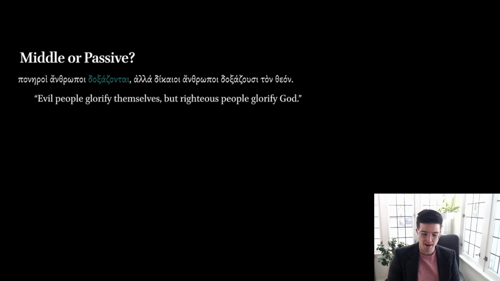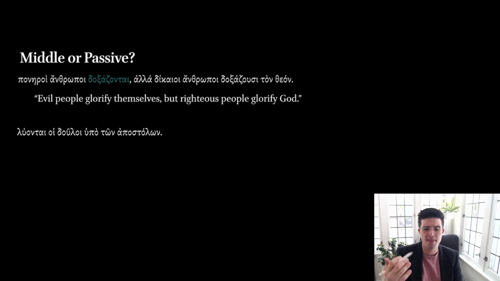And we have middle because it's the evil people doing it to themselves. You could perhaps make an argument that we have a passive voice verb here. And if that were the case, you would want to translate this: evil people are glorified. They're glorified by someone else that's not mentioned. That's potentially a correct translation, but the context to me suggests more of the middle sense of the evil people glorifying themselves. So let's do another example here.